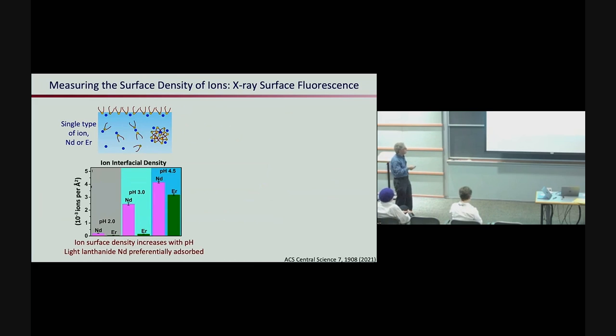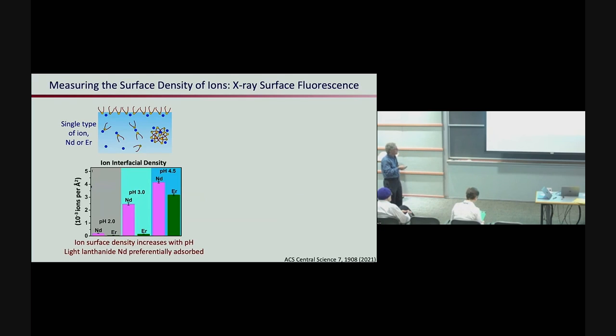And so here I'm showing you the surface density, in units of 10 to the minus 3 ions per square angstrom. And the first thing you probably see is these pink columns that show that the neodymium concentration at the surface increases greatly as a function of pH. So this is for pH 2, pH 3, pH 4.5. That's not surprising because at pH 2, there are a lot of protons around which compete with the ions to bind to these extractants, and the ions lose. At pH 4.5, there are far fewer protons around, and the ions do the binding. So that's sort of a trivial thing here.